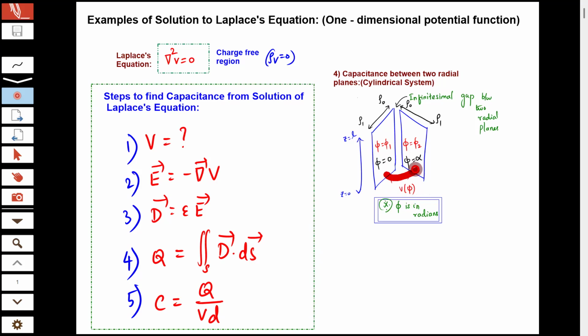And since the region between the two plates is free of charges, we can apply Laplace equation to find the potential function. Also, the electric field between the two plates can be found by taking the negative gradient of the potential function, which we have found by solving the Laplace equation. We can also estimate the electric flux density as epsilon times the E vector. Also, we can find the charge by using Gauss law from the flux density. And capacitance between the two plates can be estimated as the ratio of the charge stored in either of the plates to the potential difference between the plates.